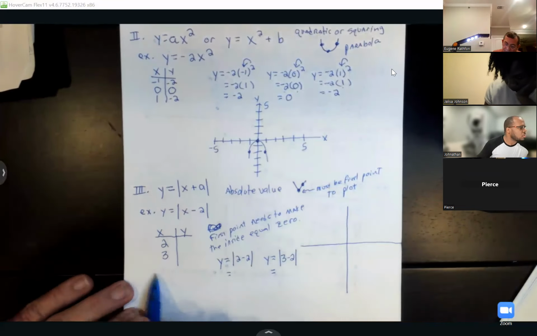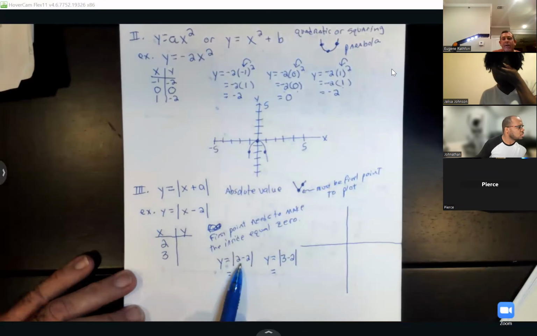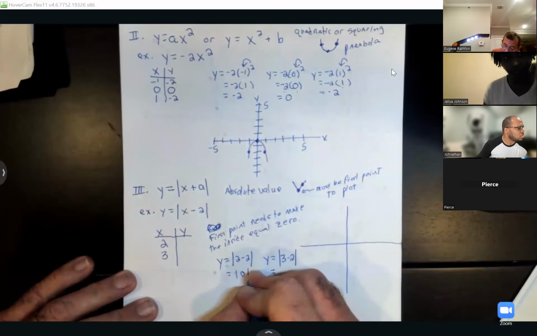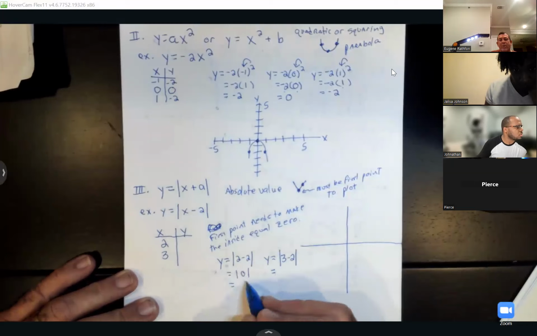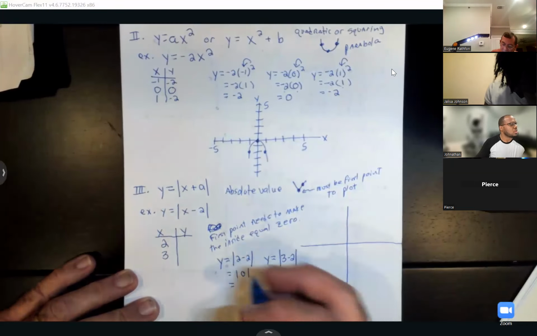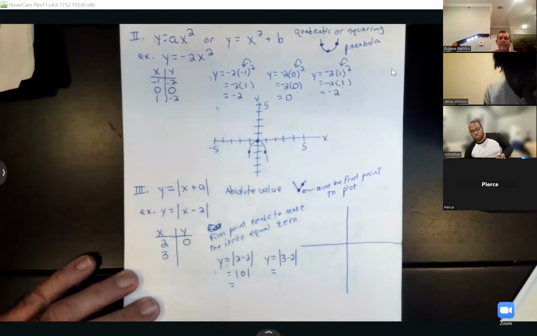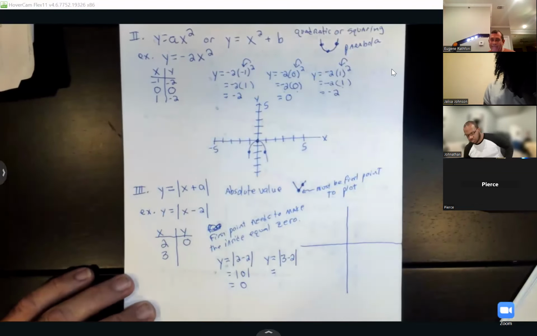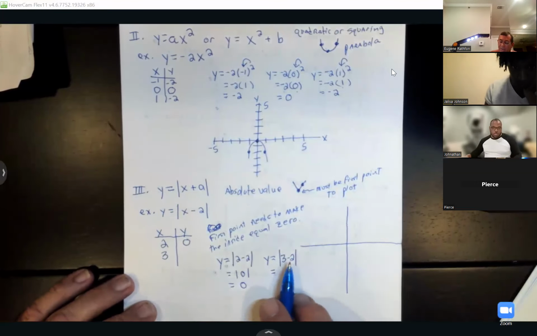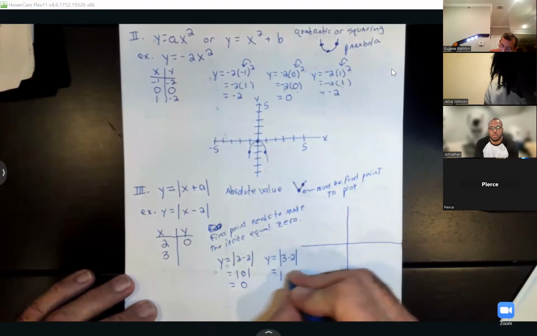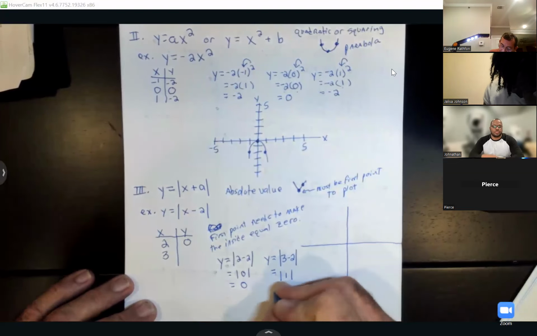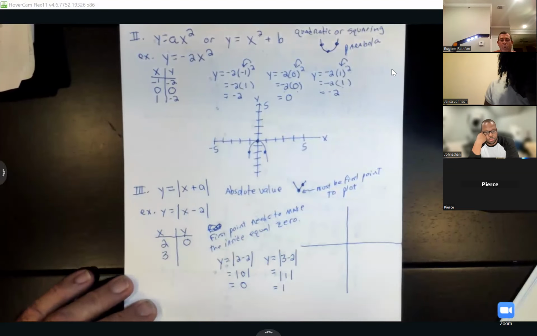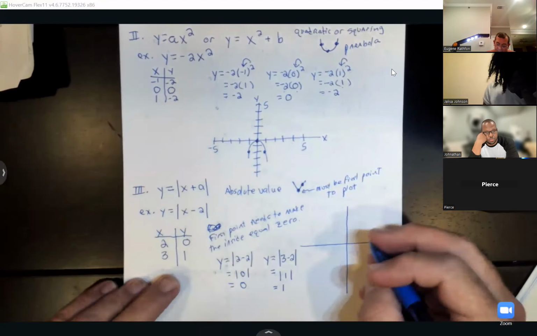All right, so let me see what these numbers are going to do. We got a 2 in here. Work inside the parentheses. 2 minus 2 is 0. So now I've done inside, I can do the absolute value, and the absolute value of 0 is 0, right? And then the second one, absolute value, we do the 3 minus 2 first, which is 1. And then the absolute value of that 1 is a 1.